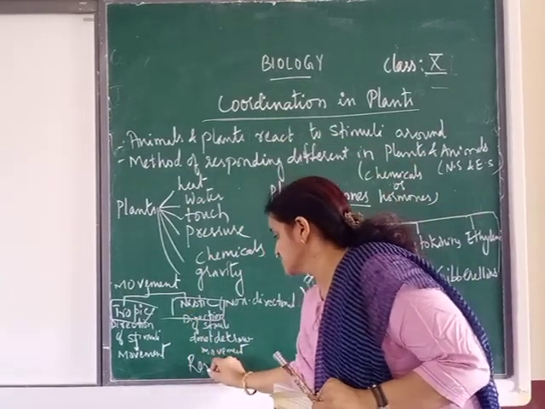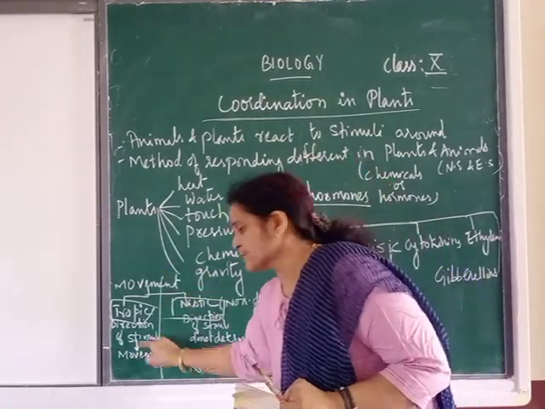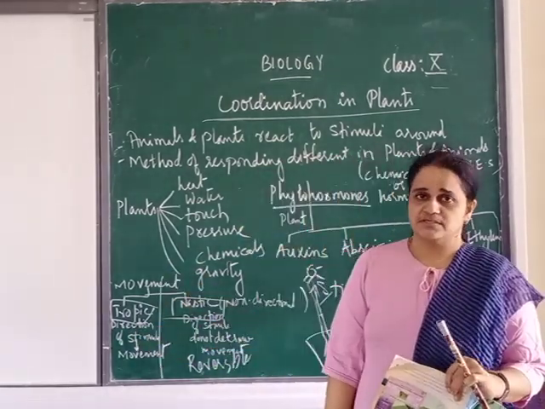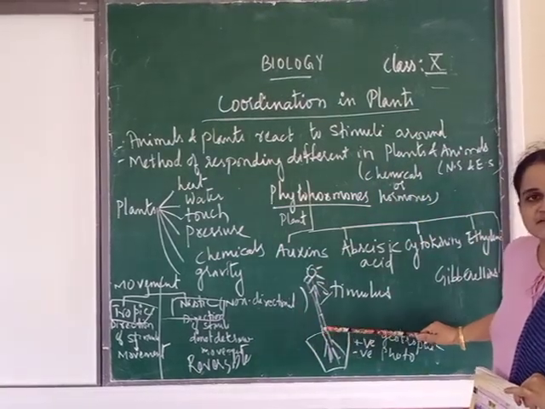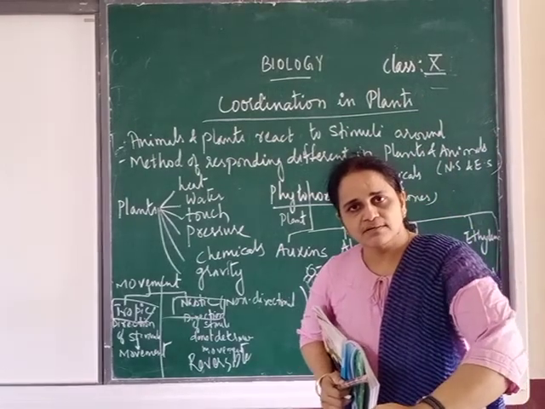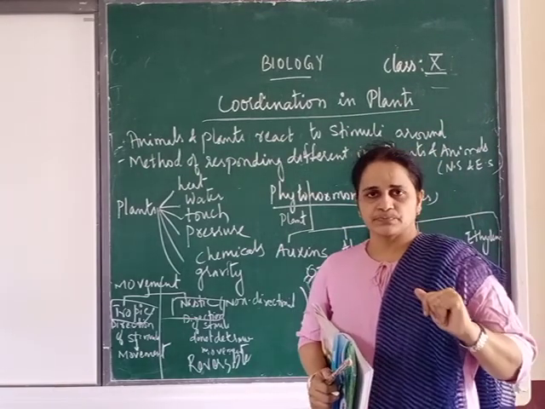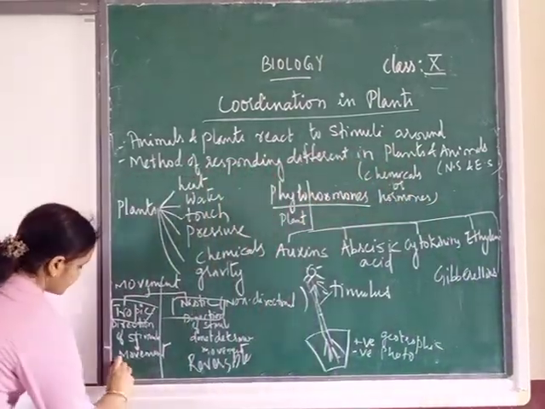See another point. They can ask you the differences between tropic movements and nastic movements. Now just see, movement of a plant towards the sun after growing, can it come back to its original position? It cannot come back, already it has grown. That means it is the opposite of reversible here, irreversible.